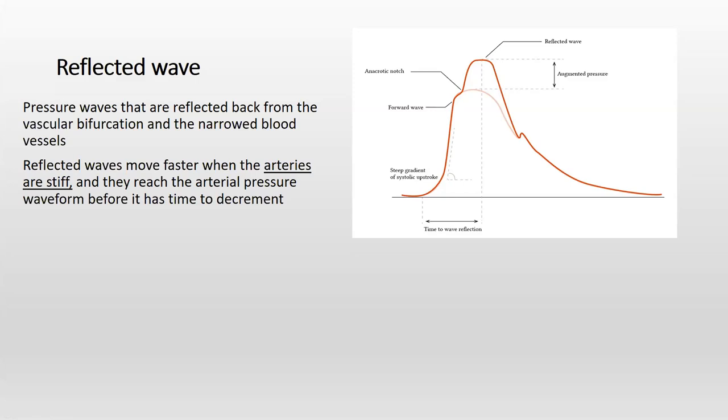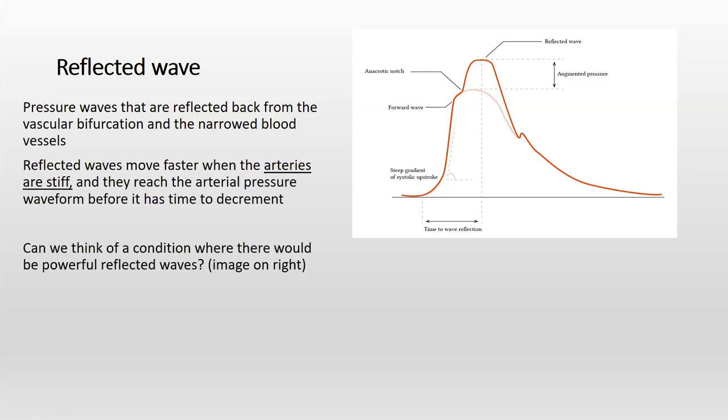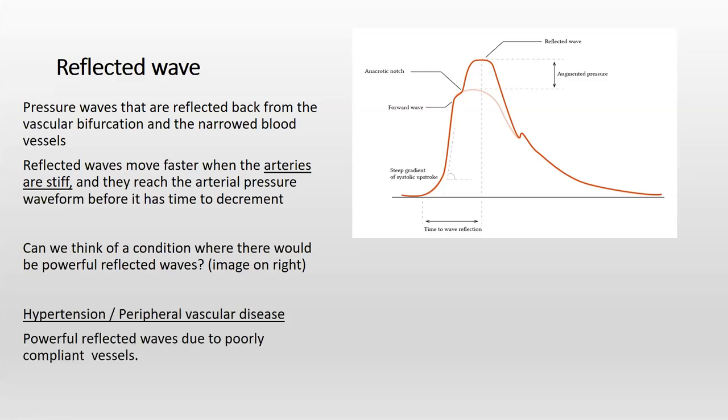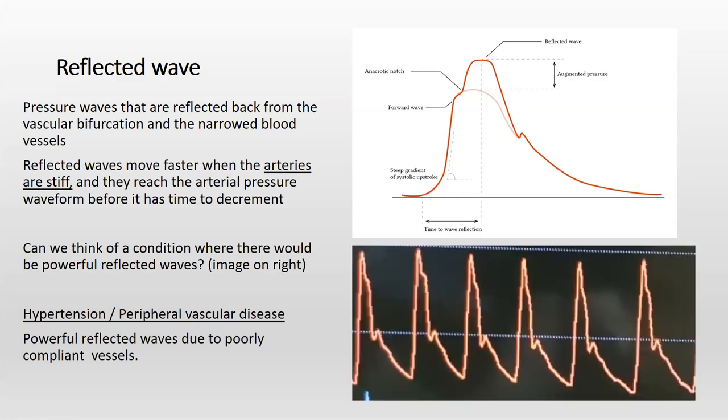So can we think of a condition where we could have really powerful reflected waves? What do you say? Like hypertension, right? Hypertension, peripheral vascular disease, we can see powerful reflected waves due to poorly compliant vessels and a higher systolic peak.